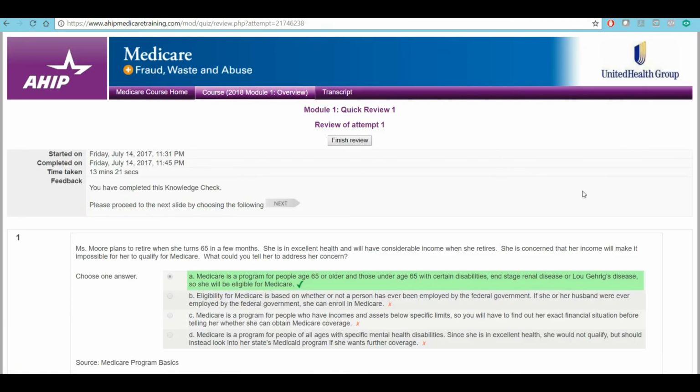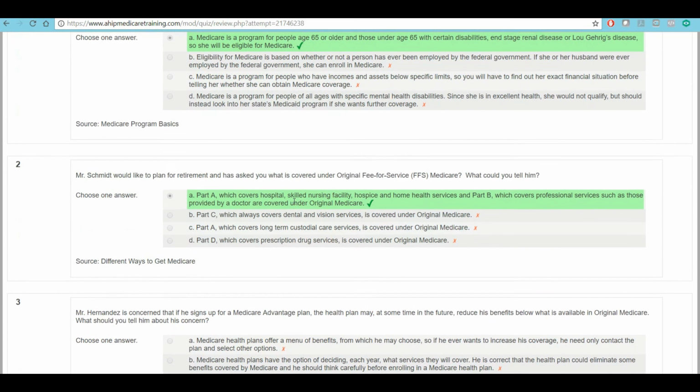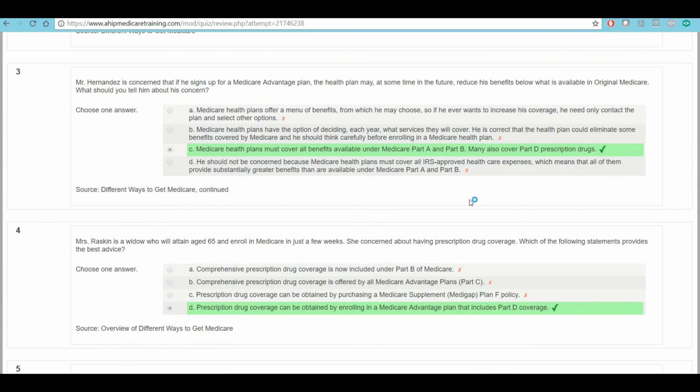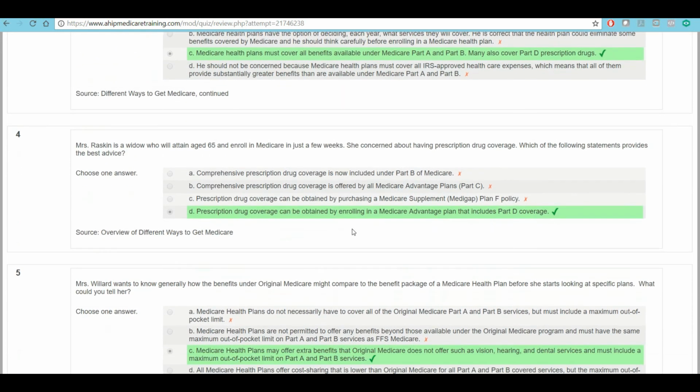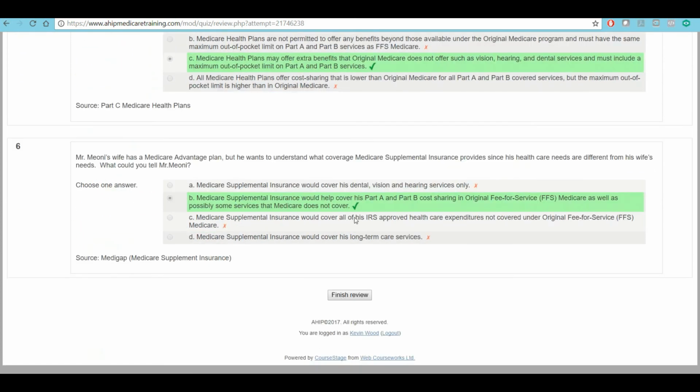Okay, let's see how we did. These questions here, we got that right. Got a green check. We got this one right. We got a green check. We got this one right. We got a green check. And this one right with a green check. And this one right with a green check. So that tells us we know our stuff, and you will too.